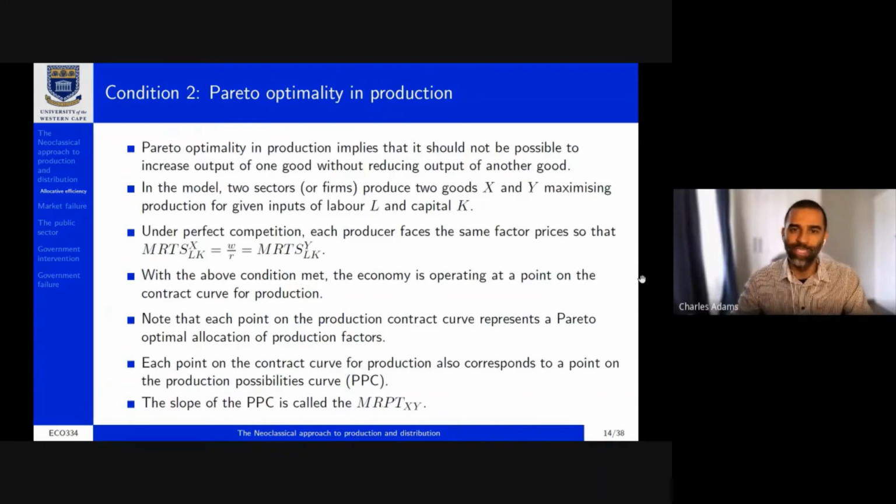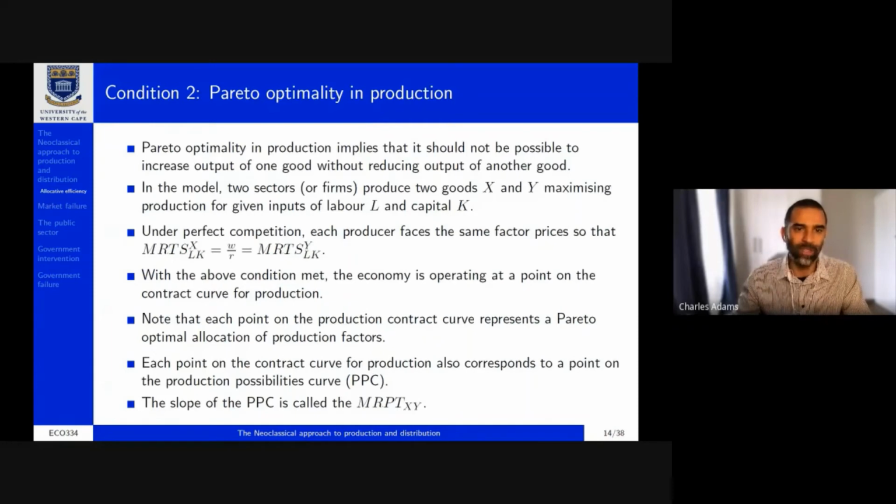Under perfect competition, each producer faces the same factor prices so that the marginal rate of technical substitution, that is the substitution of labor for capital in the production process, equals the ratio of the relative costs of production, right? So these firms have to pay wages to produce, and they also have to pay interest or rent on capital to produce output. And the ratio of those two costs must equal the marginal rate of technical substitution, under that important assumption of perfect competition.